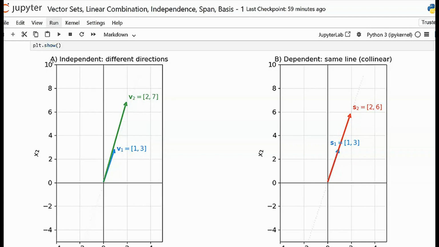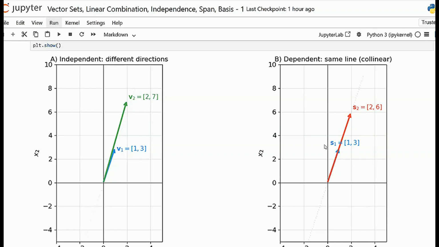So here, kindly just observe, dear friends, panel A shows two independent vectors that point in different directions, but together they can reach any point in R2. They span the full plane. And panel B just shows a dependent pair, S1 and S2, where S2 is twice S1. So both vectors lie on the same line through the origin.